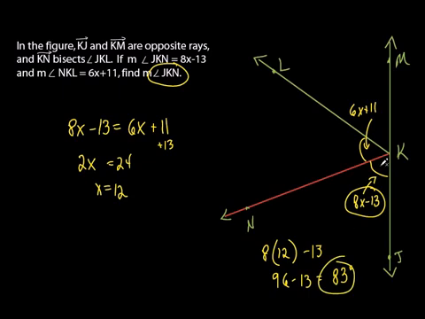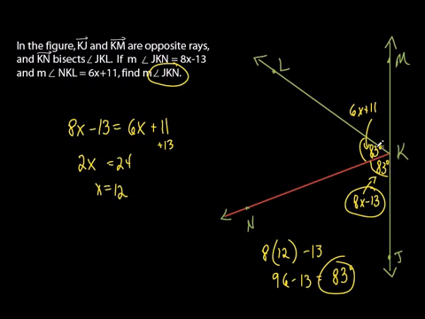That means that this angle right here is 83 degrees. Without doing any other math, what is this angle right here going to be? Angle LKN or NKL. It has to be 83 degrees as well. And how do we know that? Because this big angle was being bisected, which means it split it into two equal angles. So if this is 83, that has to be 83.